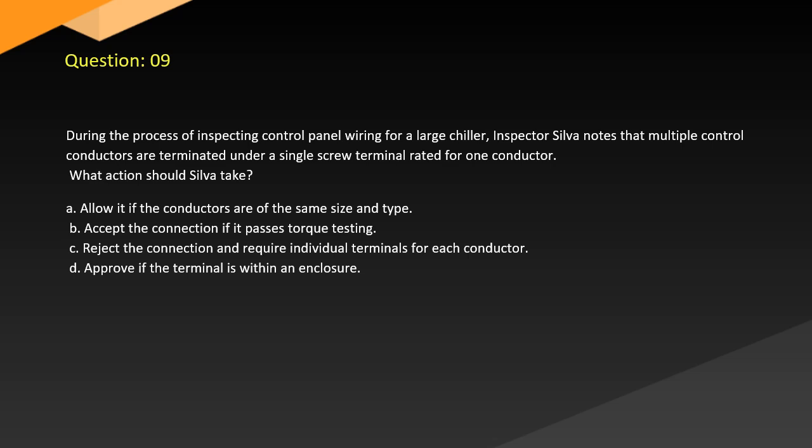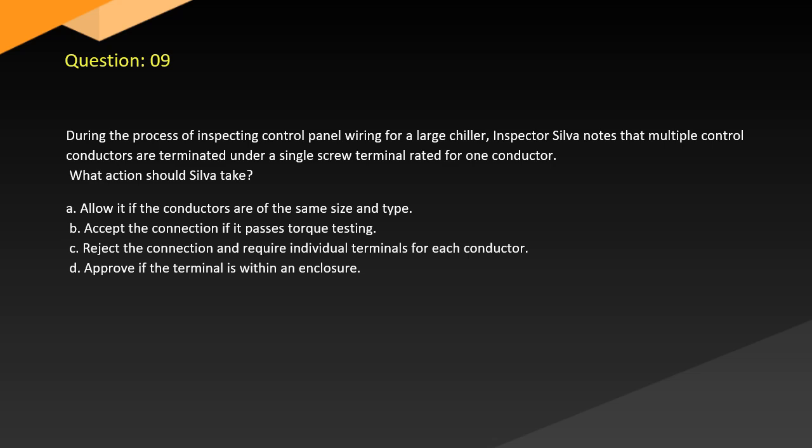Question 9. During the process of inspecting control panel wiring for a large chiller, Inspector Silver notes that multiple control conductors are terminated under a single screw terminal rated for one conductor. What action should Silver take?